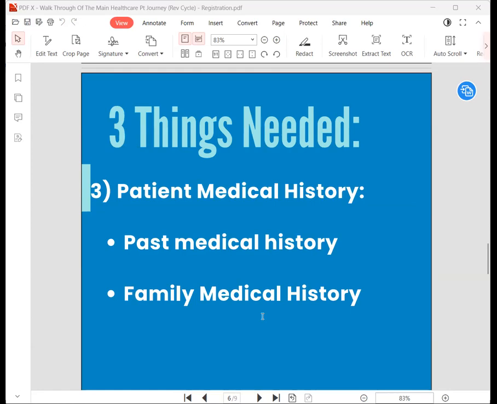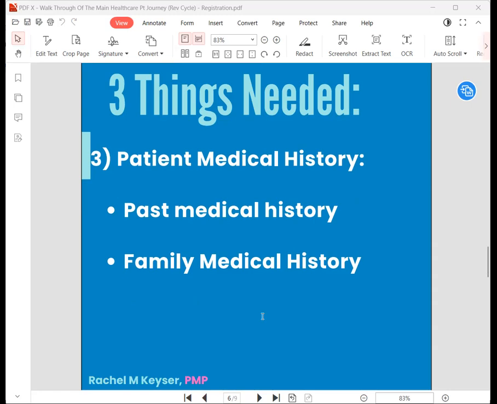Those are the main things that will make up a chart for a patient. So by the end of that registration, they'll have created a good chart. Obviously, this changes sometimes. As a patient, they may add more information, or they could subtract.